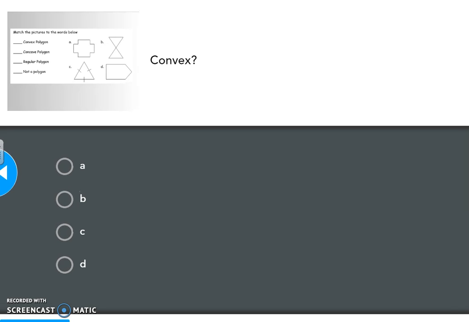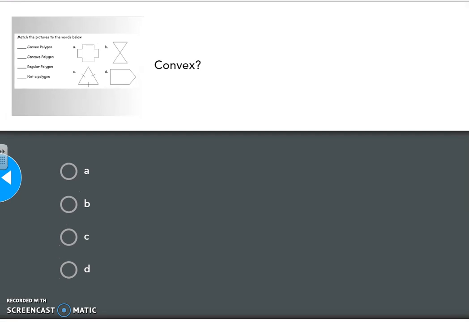Oops. Let me move your little screen over. Wish that you could do this for real, but you can't. So I'm going to scroll through them and you can just write down your answers to see how well you do. So convex shape A, or sorry, that's not what this is. You are choosing which shape matches with convex. So using your notes, which shape is convex?